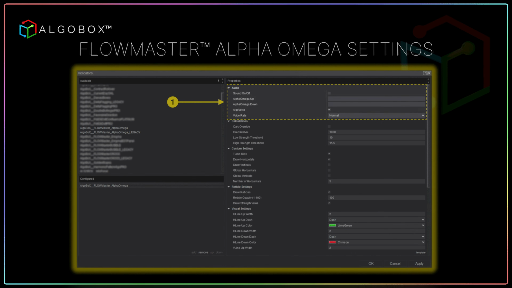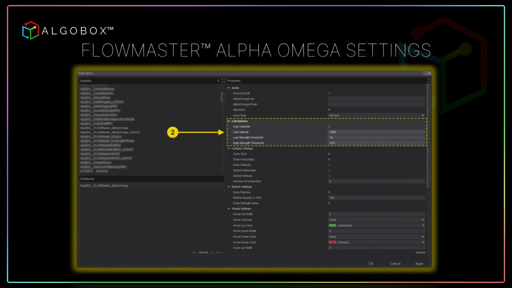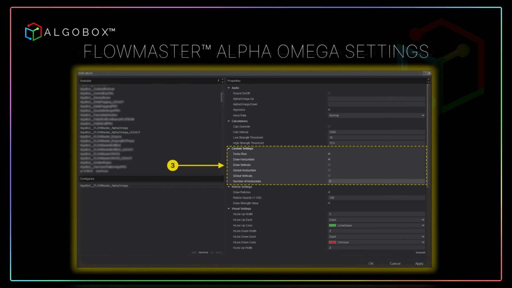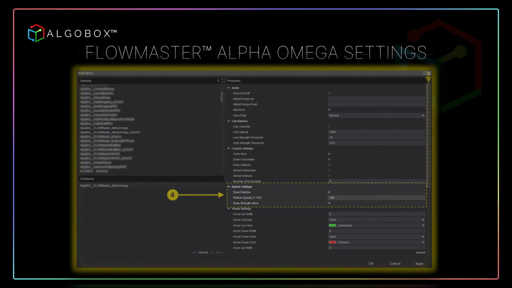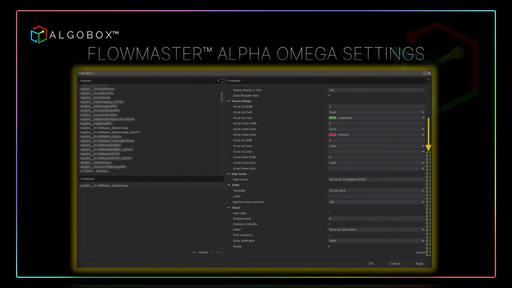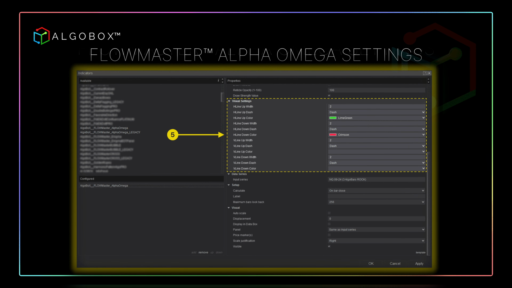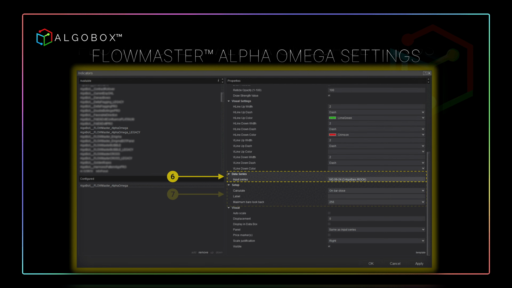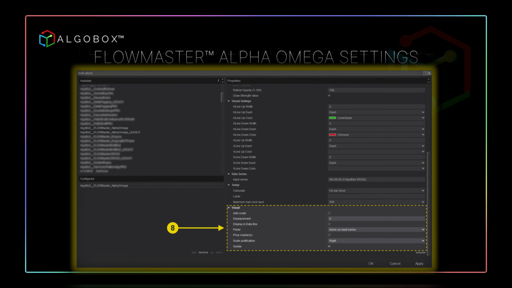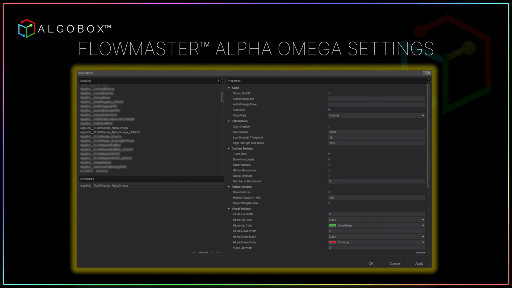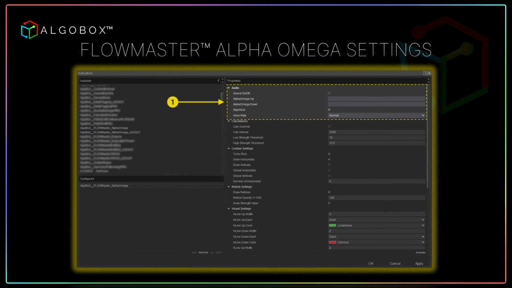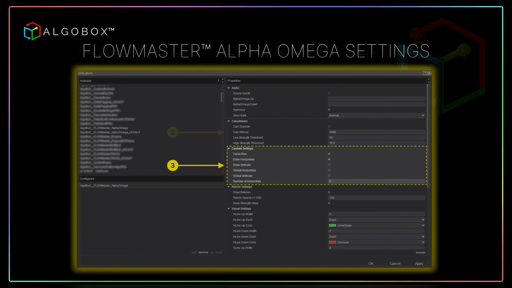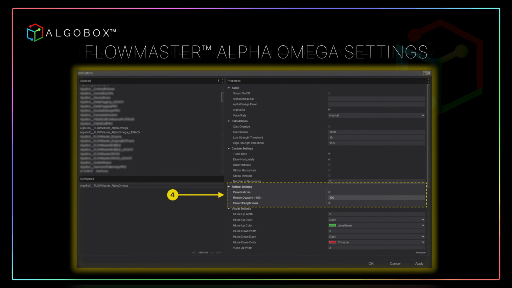FlowMaster Alpha Omega is designed with you in mind, offering advanced customization to fit your trading style. Here's what you can do. Enable or disable audio alerts for bullish and bearish signals. Adjust calculation intervals for precise real-time updates. Filter signals by strength to focus on the most impactful ones. Customize horizontal and vertical lines for clear market levels across all your charts.